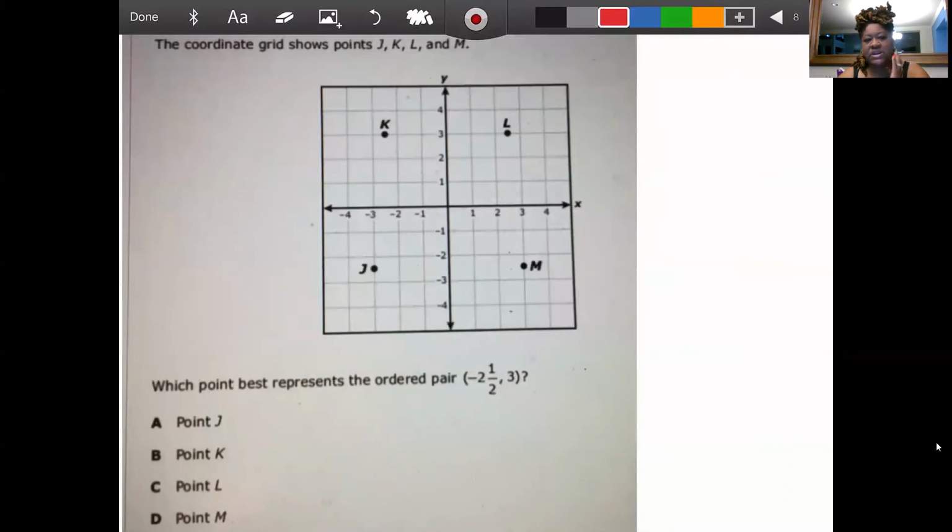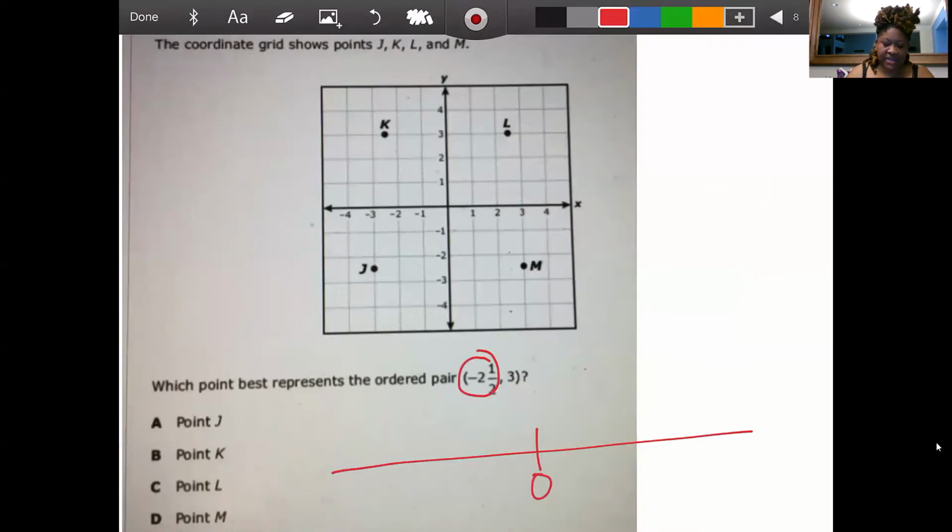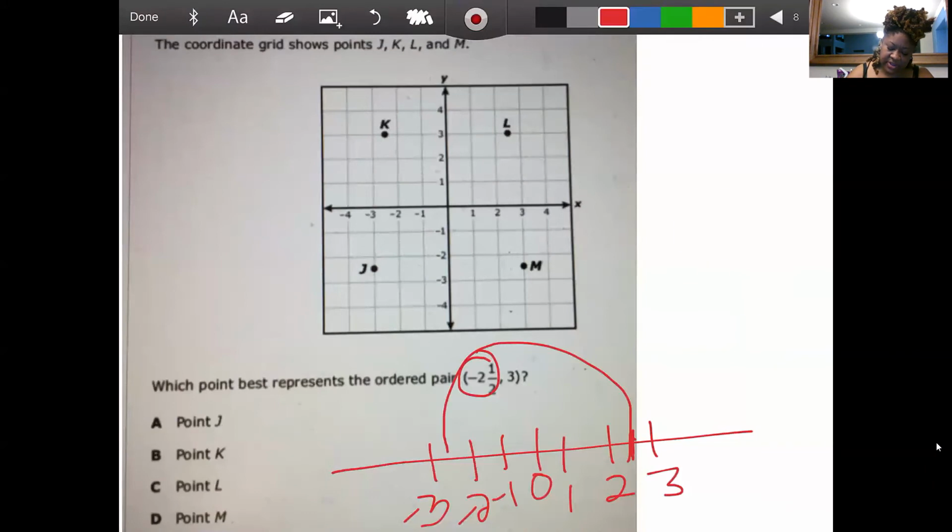All right, last one. The coordinate grid below shows J, K, L, and M. Which point best describes the ordered pair -2.5, 3? So remember what I told you guys. Any kind of negative fraction or decimal, it will be easier for you to plot it on the positive side first. 1, 2, 3. So we know that +2.5 is going to be here. So if I'm plotting that on my negative side, it's just the opposite. So between 2 and 3 on the positive, between 2 and 3 on the negative. Okay? That makes those a lot easier to plot on a number line.